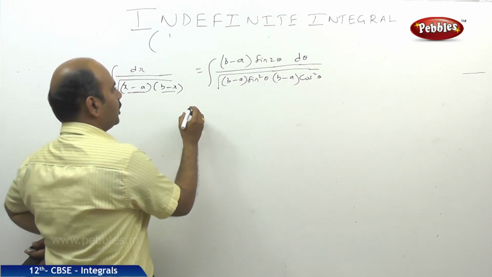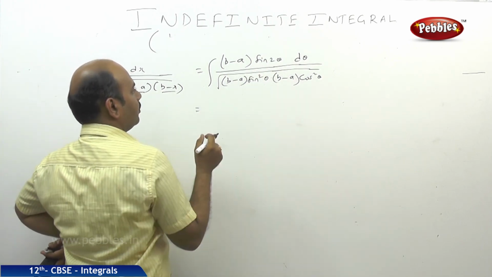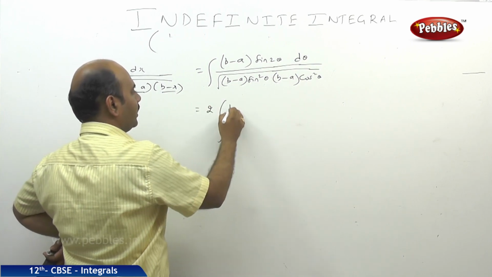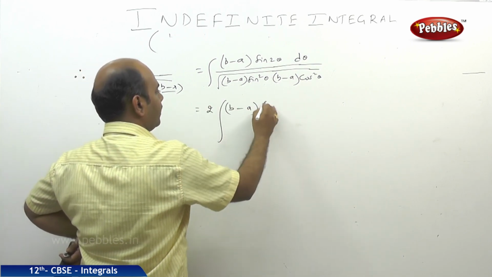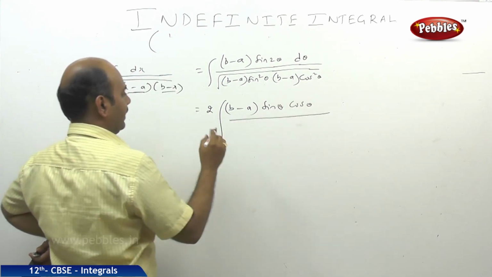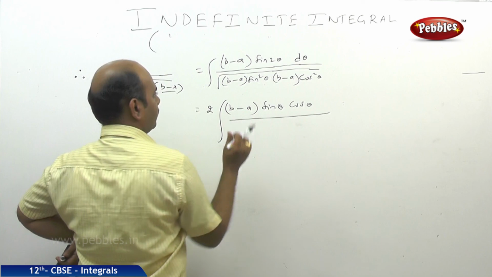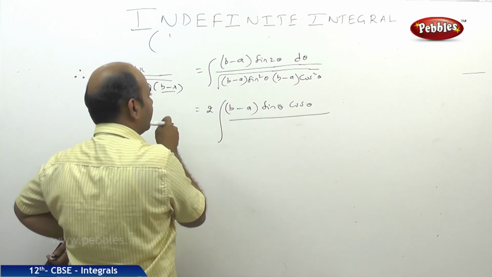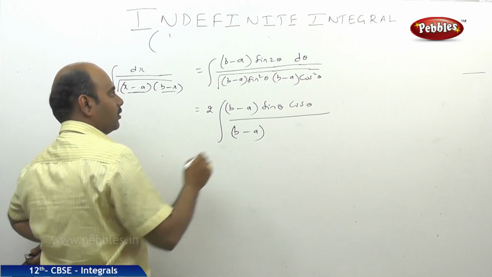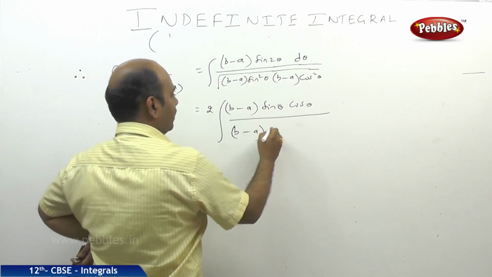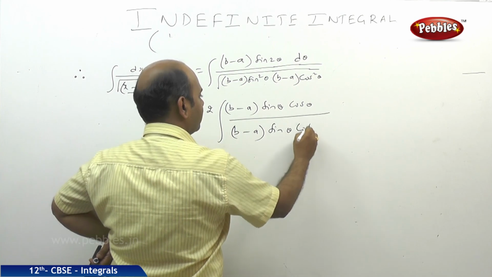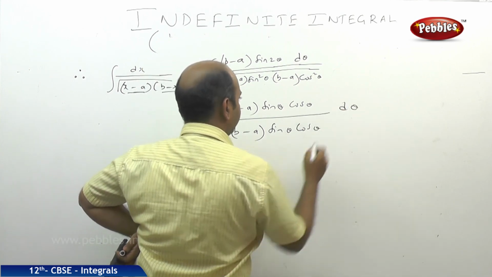So now what I will be doing, again sin 2 theta can be written as 2 sin theta cos theta. So 2 I will write outside. So (b minus a) sin theta cos theta whole divided by (b minus a) into (b minus a) whole square. But here root is there. So b minus a comes outside because root and square will be getting cancelled. Sin square theta means sin theta. Cos square theta means cos theta. And outside here d theta.